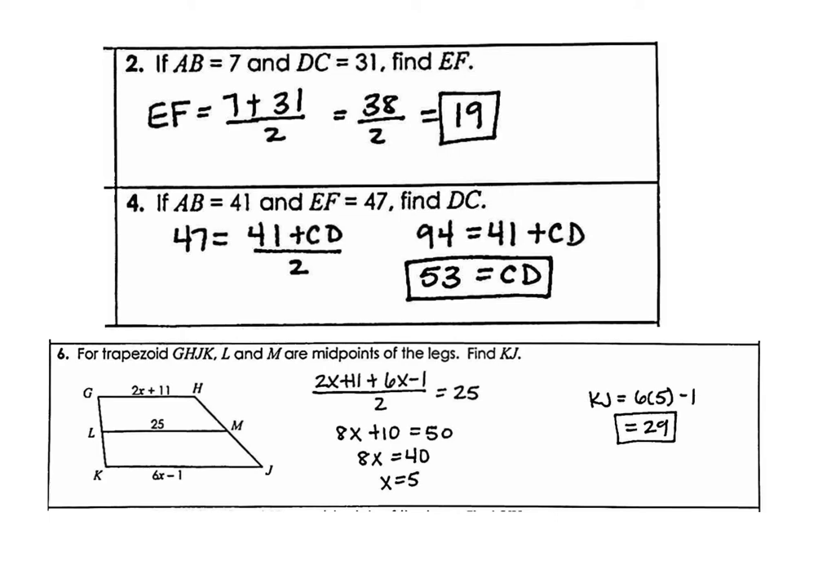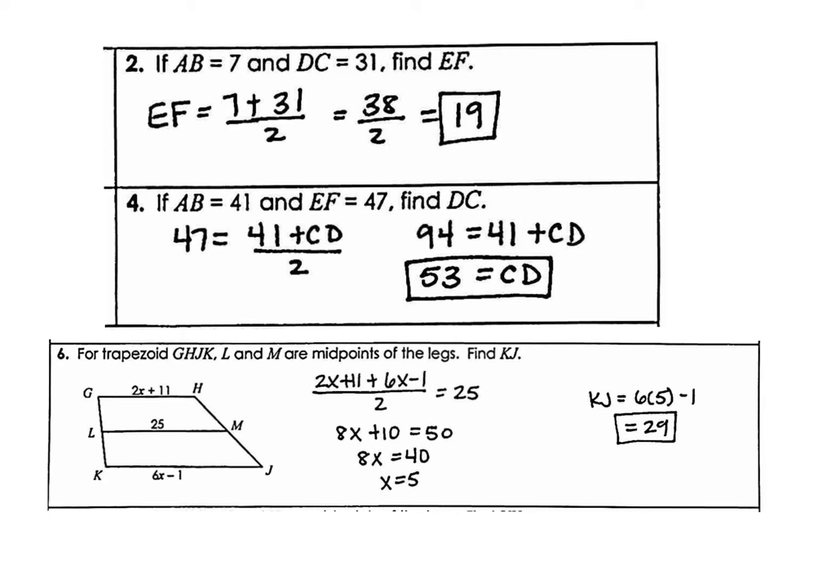On the second one, just like our second example that we did, they gave you the mid-segment. They wanted one of the bases. So 47 equals 41 plus CD over 2. Multiply both sides by 2. Subtract your 41. You should have gotten 53 as your other base.